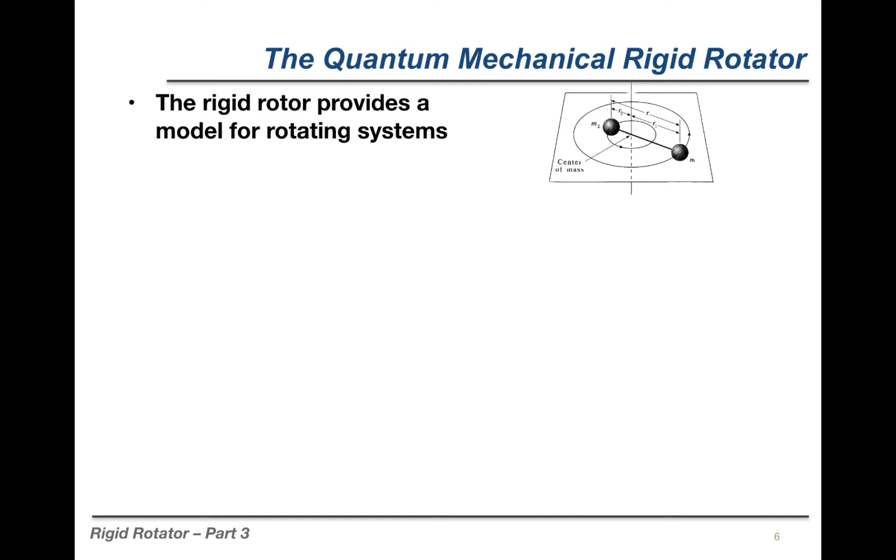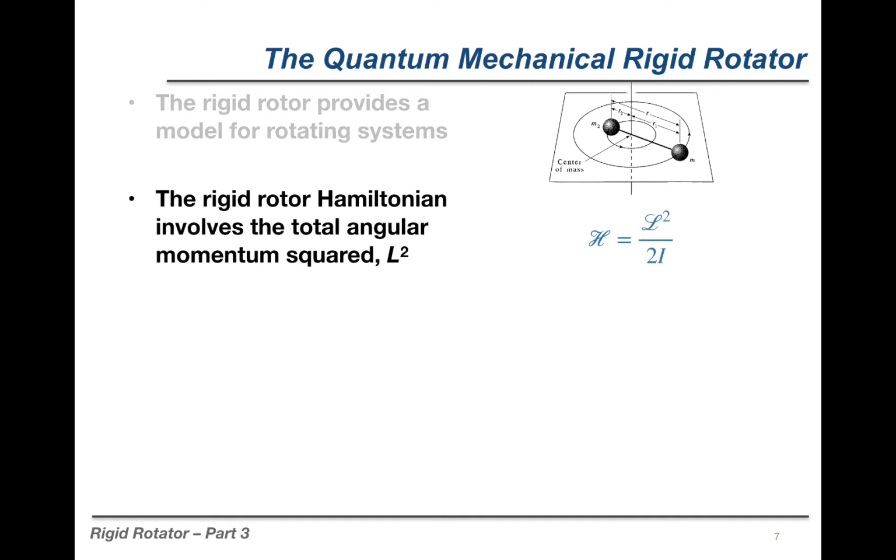In our last video on the quantum mechanical treatment of the rigid rotor, we saw that the rigid rotor serves as a good model for understanding the quantum mechanical behavior of rotating systems. We wrote down a Hamiltonian that involves the total angular momentum squared operator, and as shown on the right, H is equal to L squared over 2I, where I is the moment of inertia.